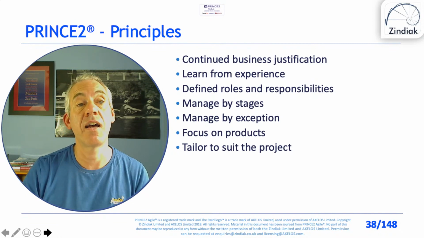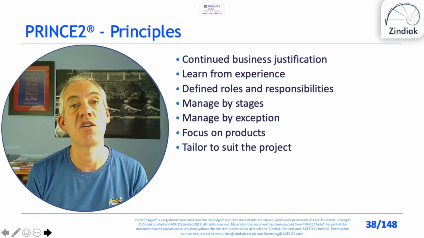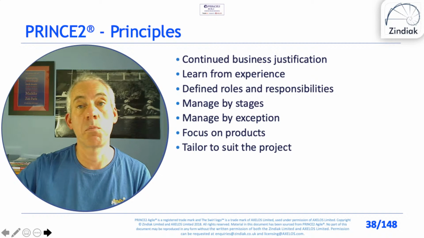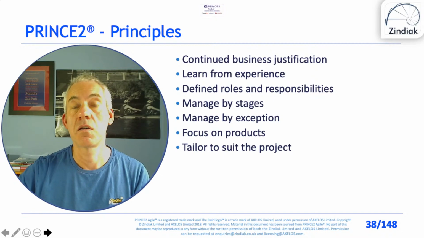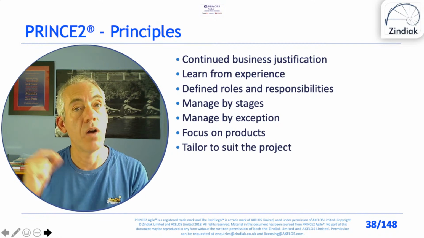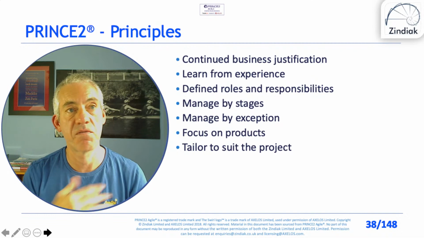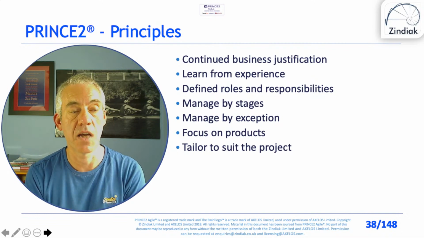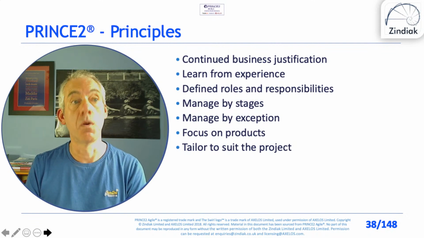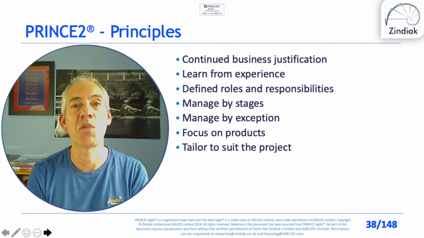And they provide a predefined point where we're going to review business justification and decide whether we go on, whether we continue with the project as we had expected to, continue with it in a different way, or stop it completely. But again, you don't have to wait to the end of the stage. If there's no business justification, we can stop it at any point, or change direction at any point if that's the appropriate thing to do, by raising an exception, which brings us on to managed by exception.